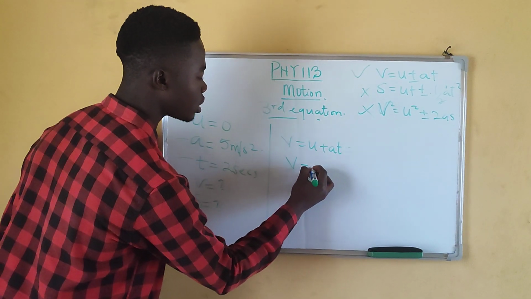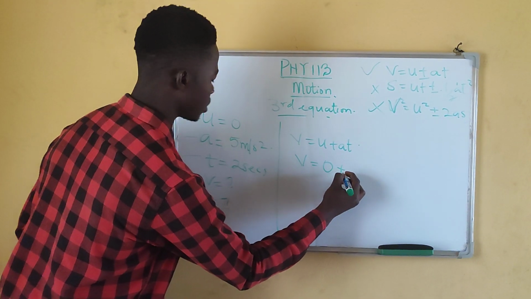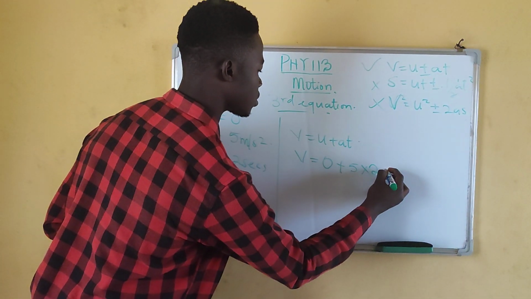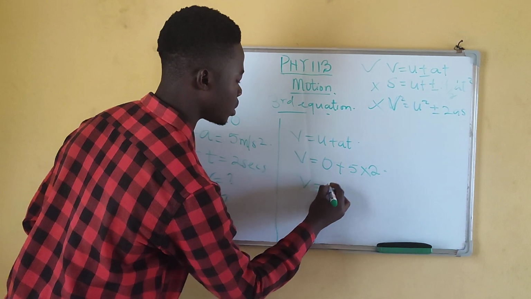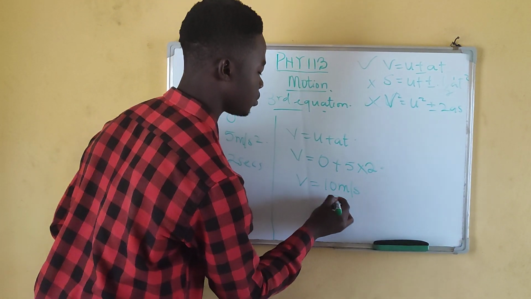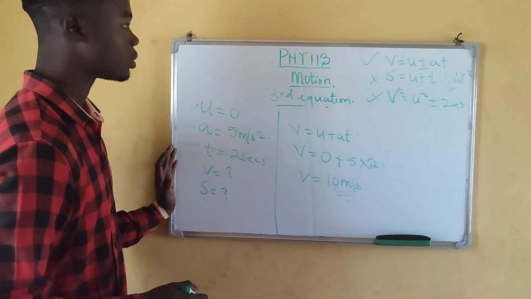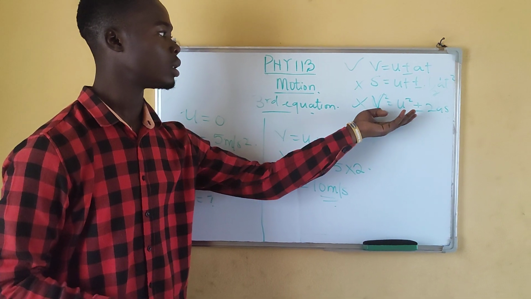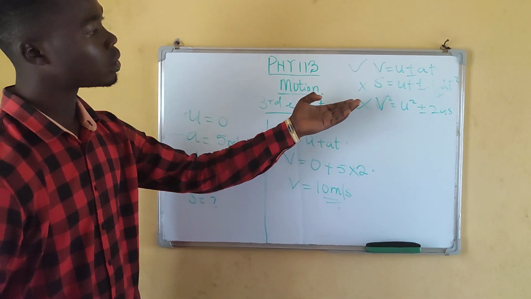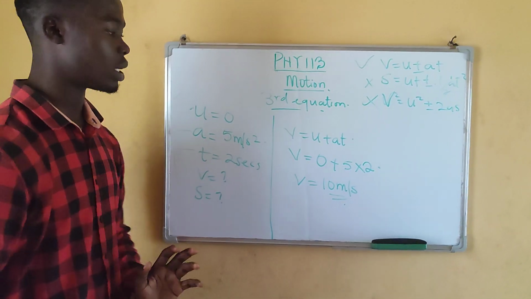Your final velocity equals to initial, which is given to be 0, plus a, which is 5, multiplied by 2 seconds. V equals to 10. 10 meters per second. So you need to know the parameters you are given. Relate them with the formula. Check the ones that are available in the formula, so you know how to cancel out the rest and know the right formula to use.